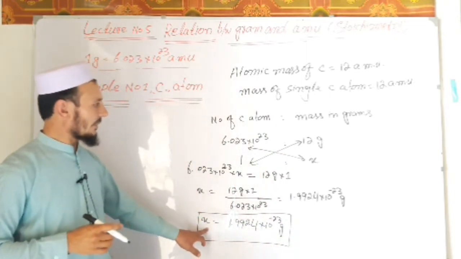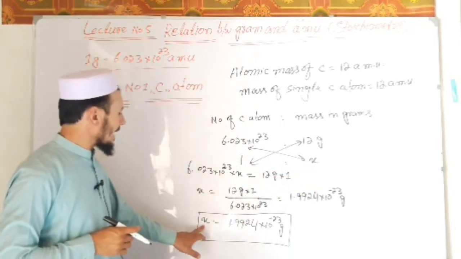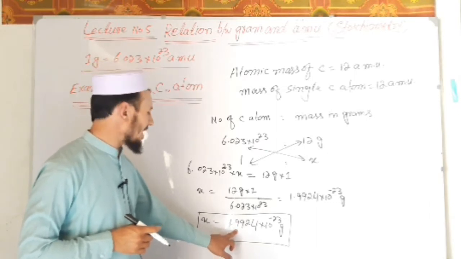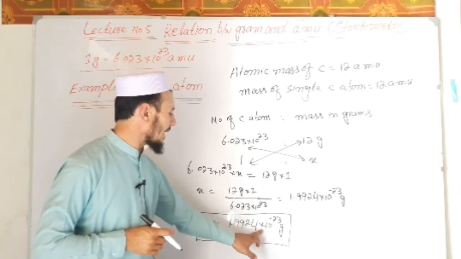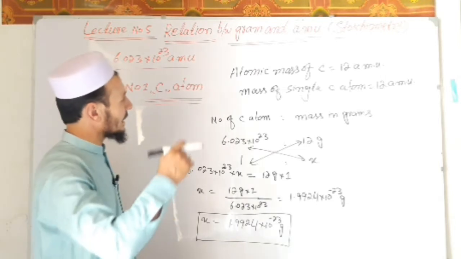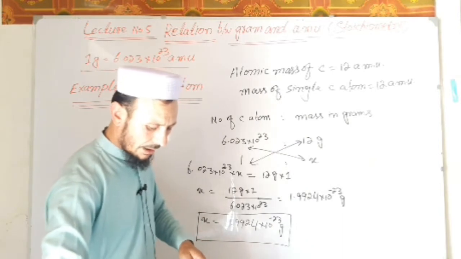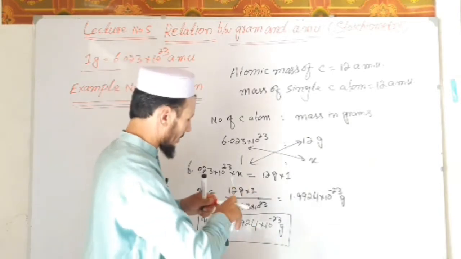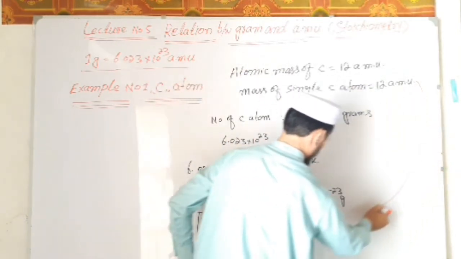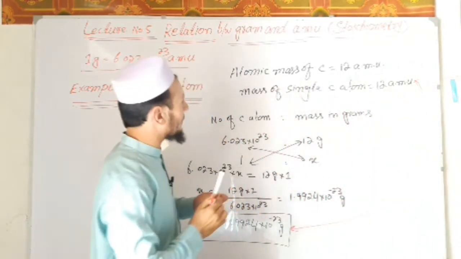So, dear students, as we have already said, what is x? x is the mass of a single atom of carbon in grams, which is equal to 1.9924 multiplied by 10 raised to the power of minus 23 gram. Here you see, dear students, this relationship.